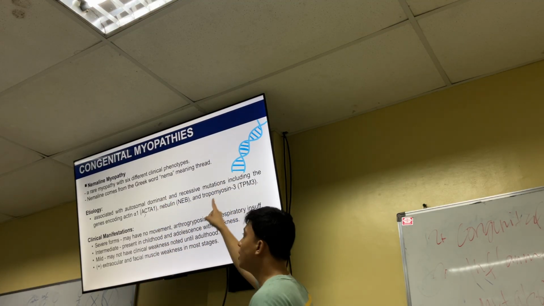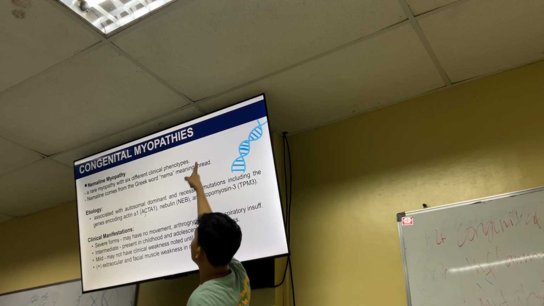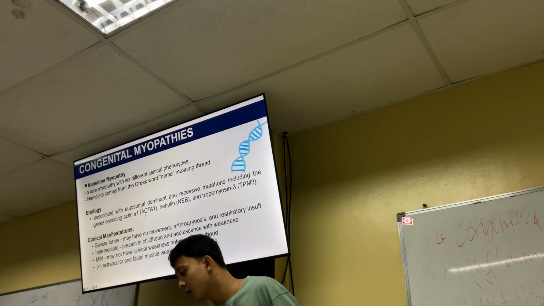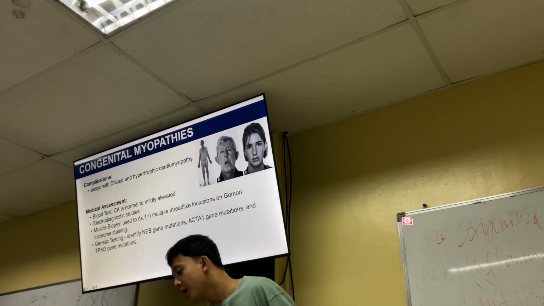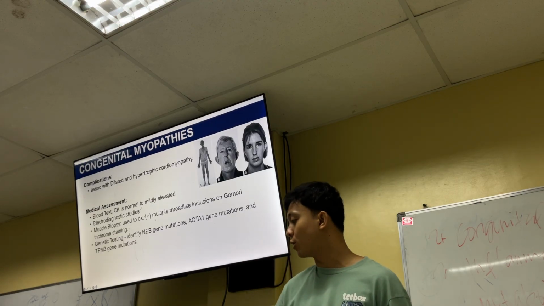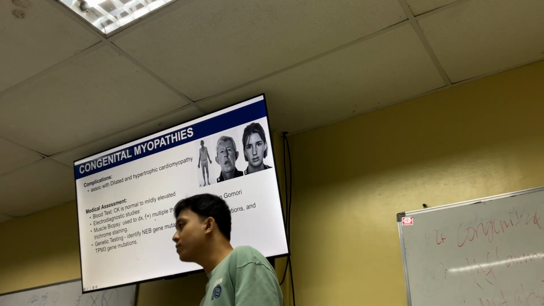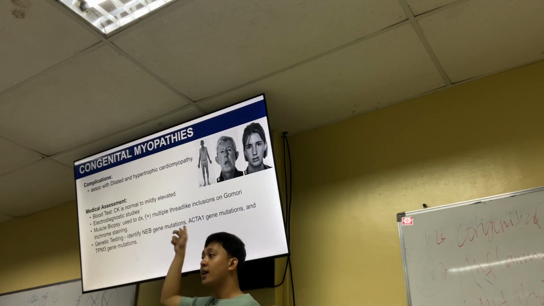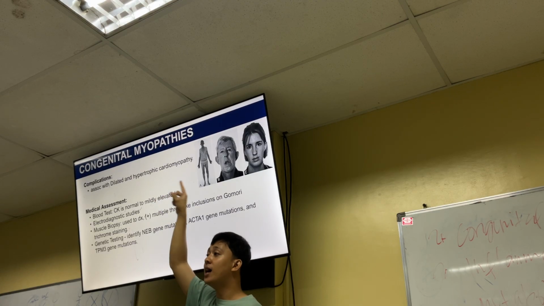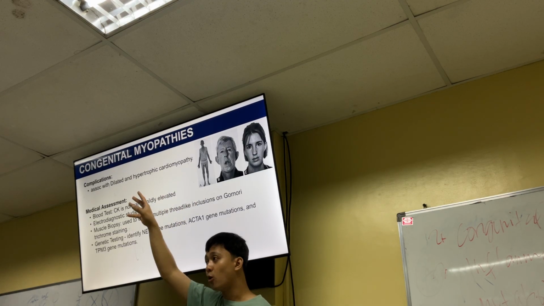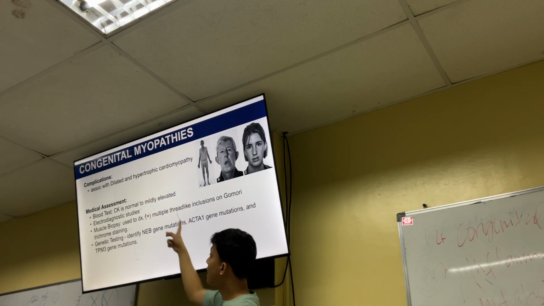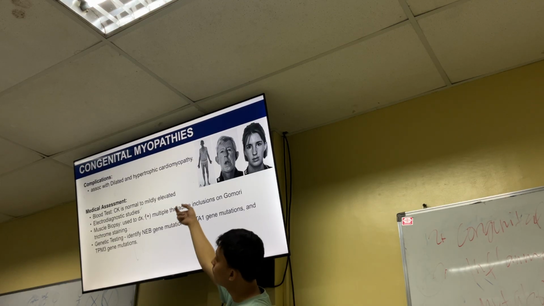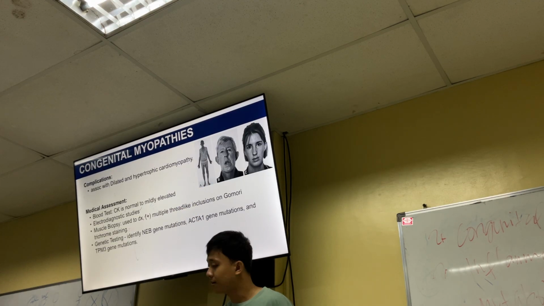So here guys, nemaline myopathy comes from the Greek word nema, meaning thread. It's because the muscle fibers you will see in the patient show multiple thread-like inclusions on Gomori trichrome staining. From the name itself, nemaline, nema from the Greek word equals thread. That's why on muscle biopsy you see multiple thread-like structures. So the most important for nemaline is the muscle biopsy.